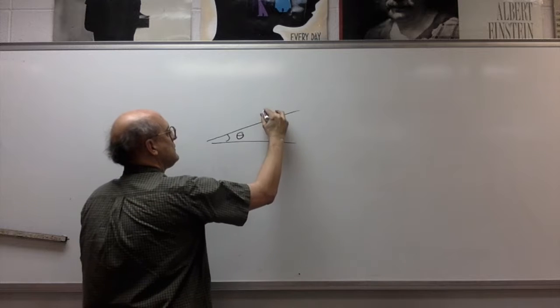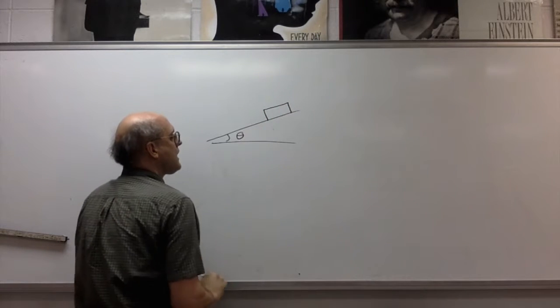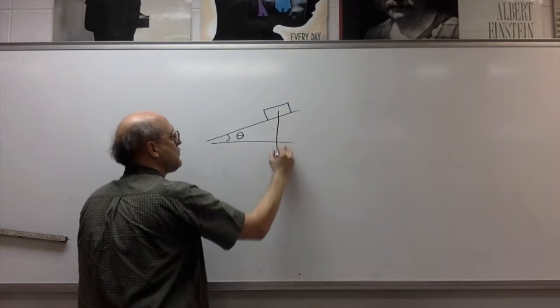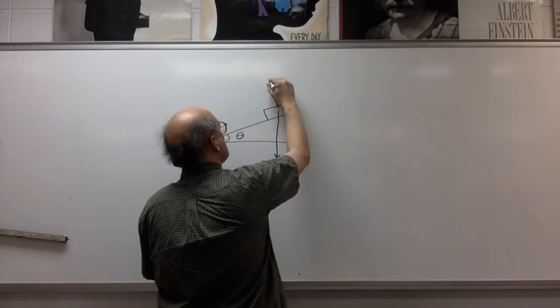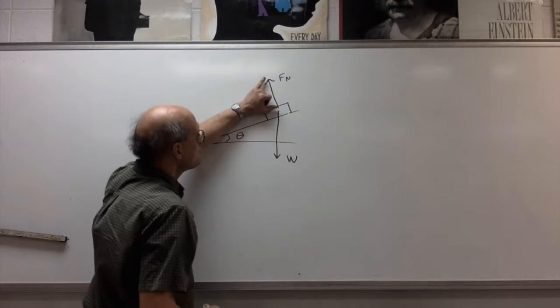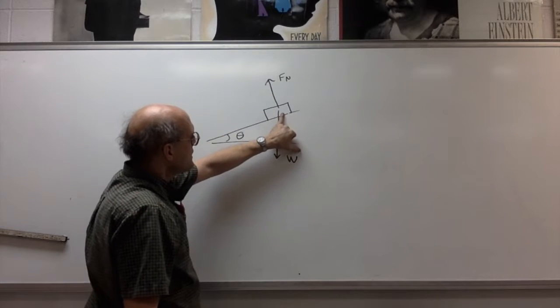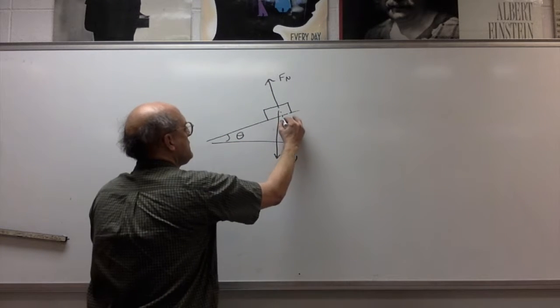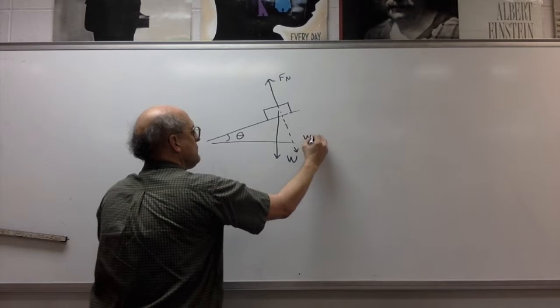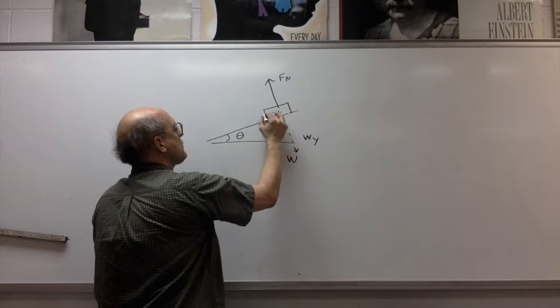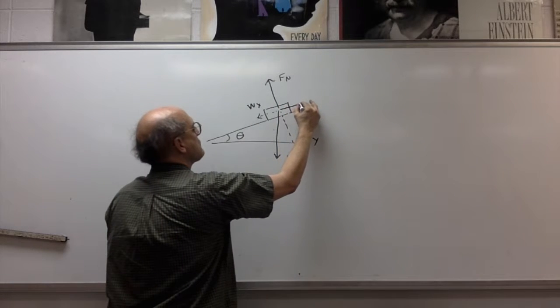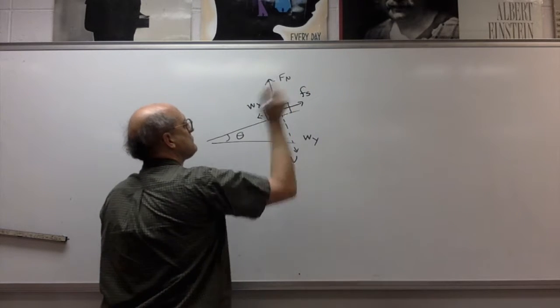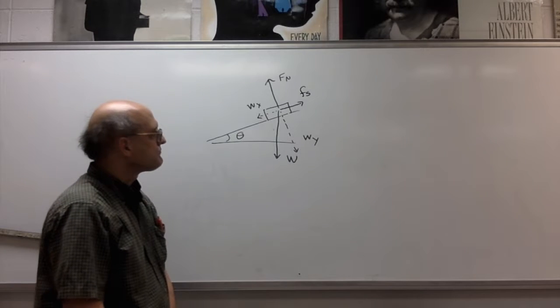Okay, so we have an inclined plane, theta. We have the Mercedes. I'm just going to draw a box. The weight of the Mercedes acts straight down. We have a normal force acting perpendicular to the surface. That's going to have to be equal to the y part of the weight for equilibrium. And then the x part of the weight has to be equal to the force of static friction directed up the inclined plane.